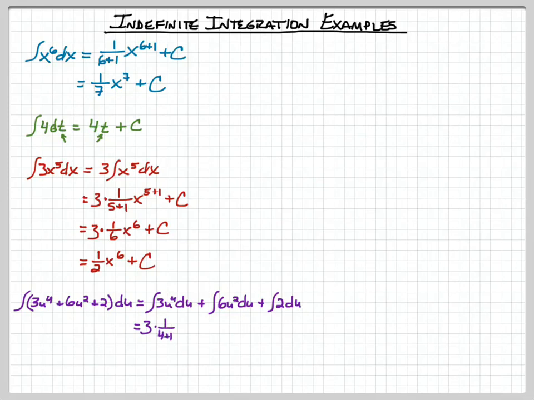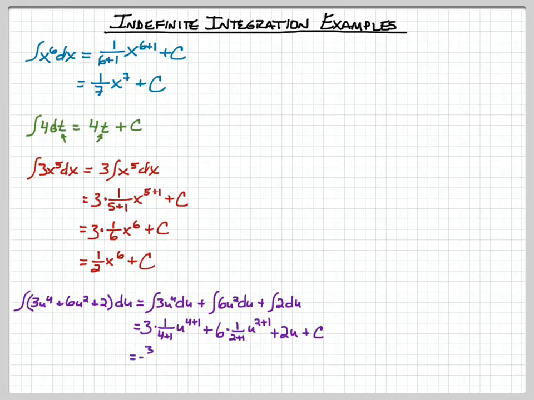Alright, so we're going to take each of these pieces. So we get 3 times 1 over 4 plus 1, right, using our power rule, times u to the power of 4 plus 1, plus 6 times, now we're using our power rule again, 1 over 2 plus 1, times u to the power of 2 plus 1, plus the indefinite integral of 2 with respect to u, which is 2u. And then, of course, we always add on our plus c at the end.